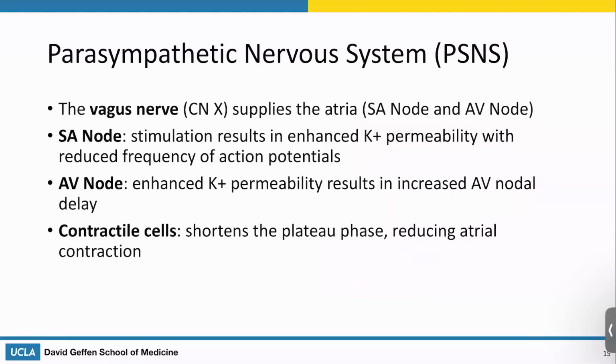Now, the parasympathetic response is going to be the vagus nerve. That's your cranial nerve 10, right? That's going to supply the atria, the SA node and the AV node. So the SA node stimulation results in enhanced potassium permeability with reduced frequency of those action potentials. And at the AV node, that enhanced potassium permeability results in an increased AV nodal delay, so it slows it down even more than it does naturally. Okay, so that shortens that plateau phase that we talked about on that action potential, right? Shortens that plateau phase, and it reduces that atrial contraction.